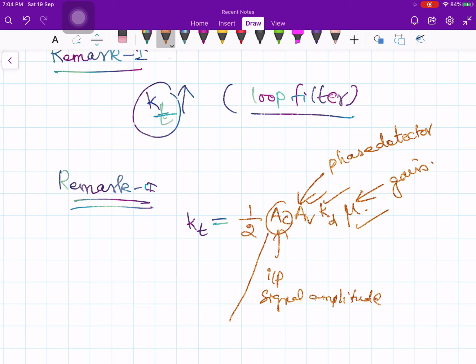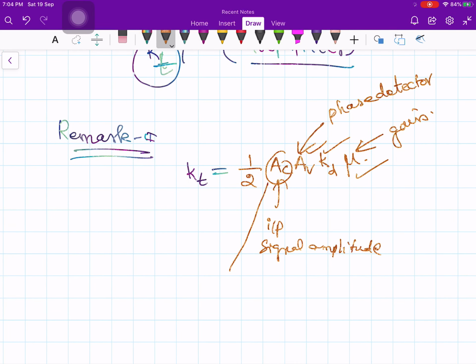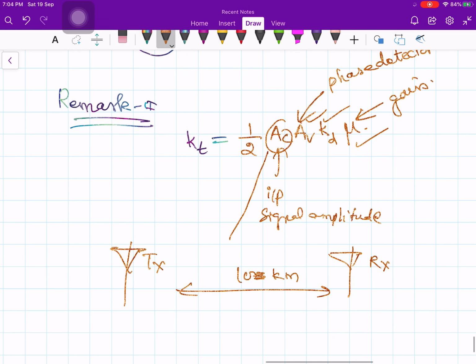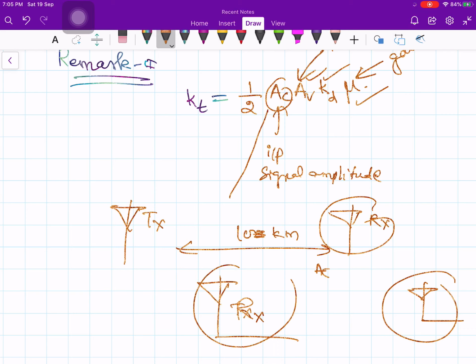But that is not a very nice thing to have, because you don't want a loop design to be dependent on the amplitude of the input signal. Because if that is so, when the input signal has a weak amplitude, the loop gain goes down. Suppose you have a transmitting antenna, and this is my receiving antenna. Let's say the distance is 10 kilometers. At that time your AC value will be some value. If you come very close, then it has some other value. If it is far away, then it has some other value. Therefore, depending on the location of your receiver antenna, your input signal amplitude AC will change.